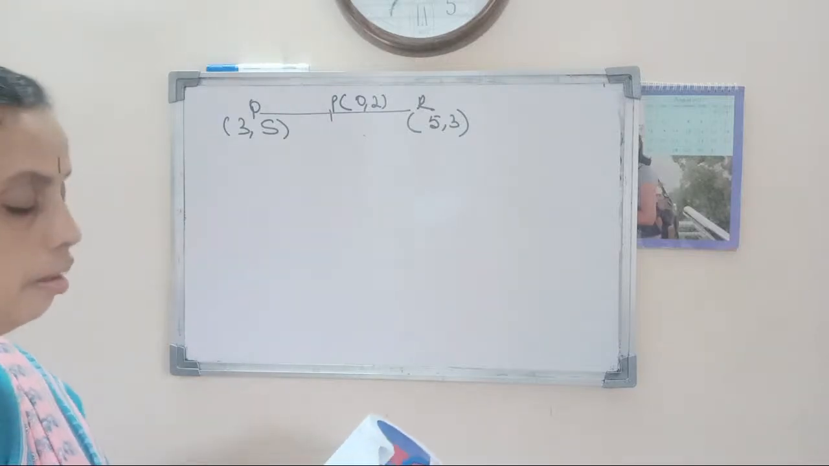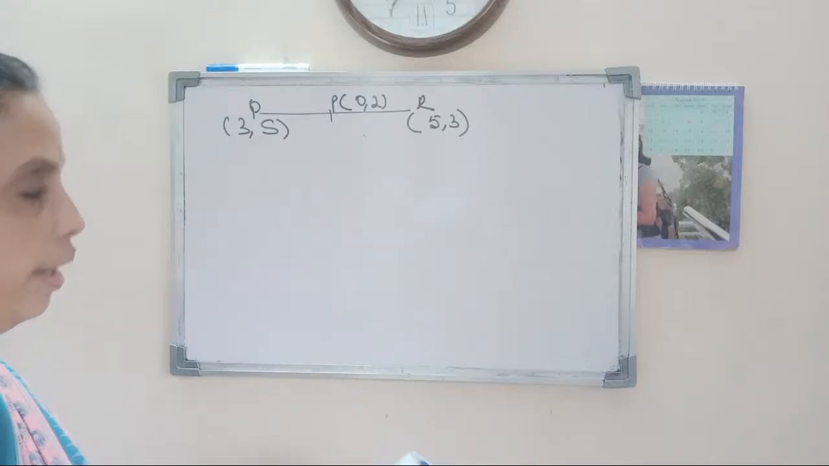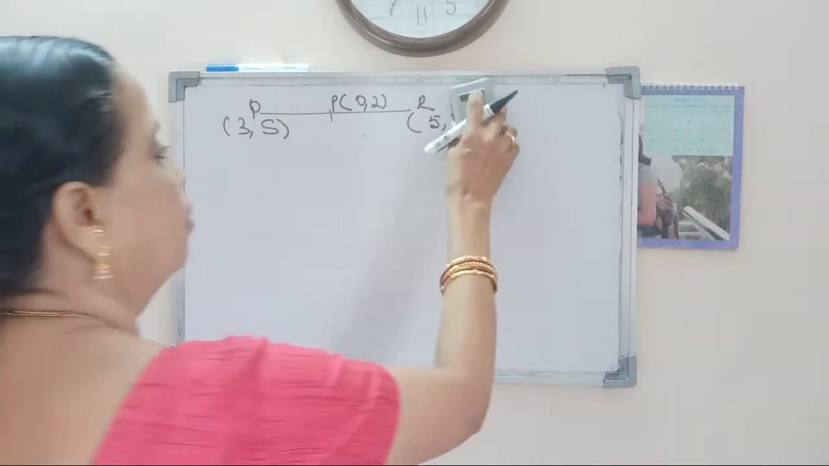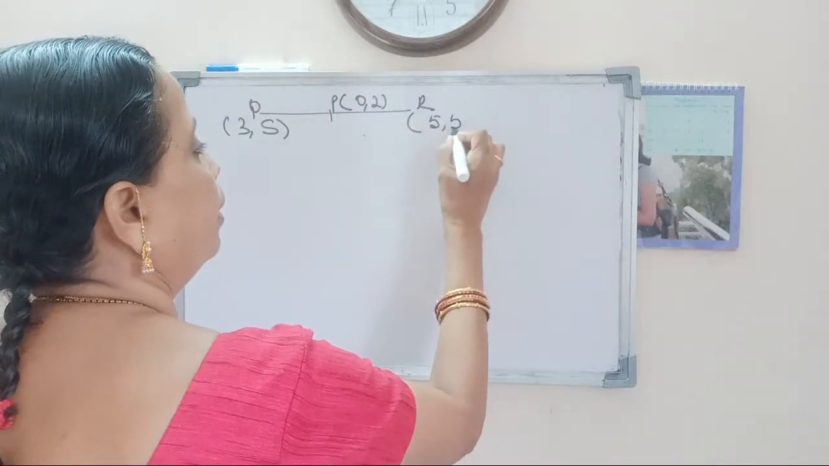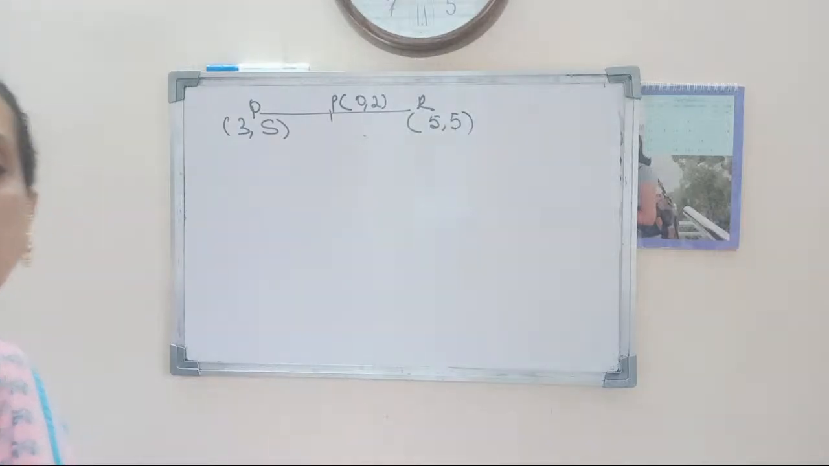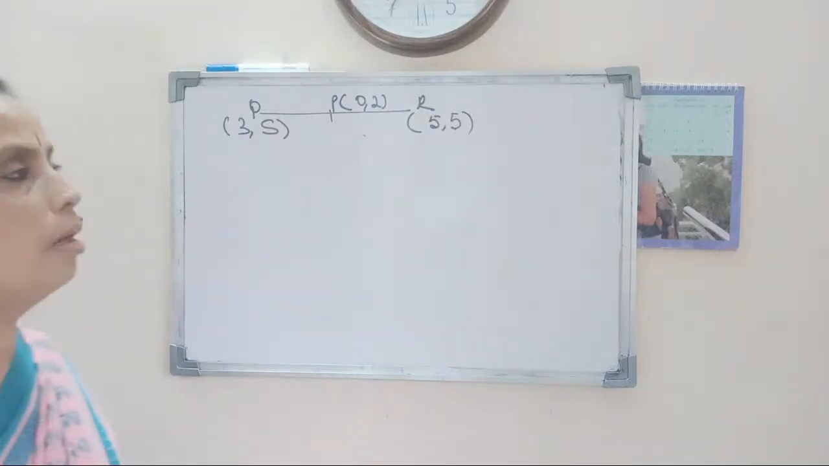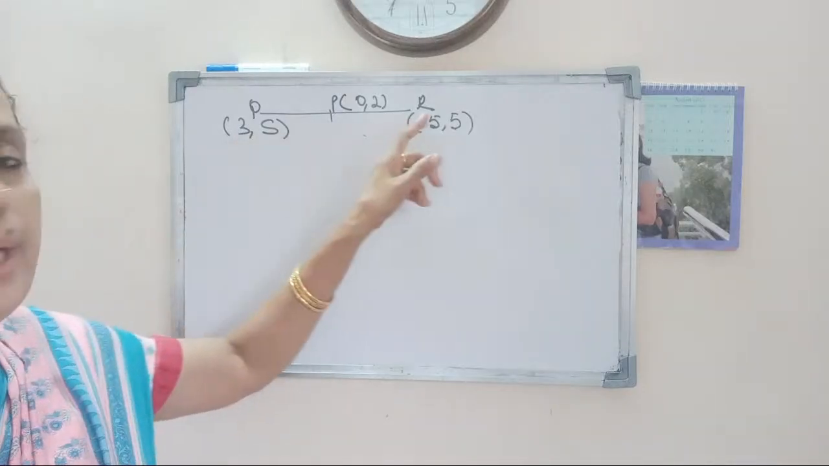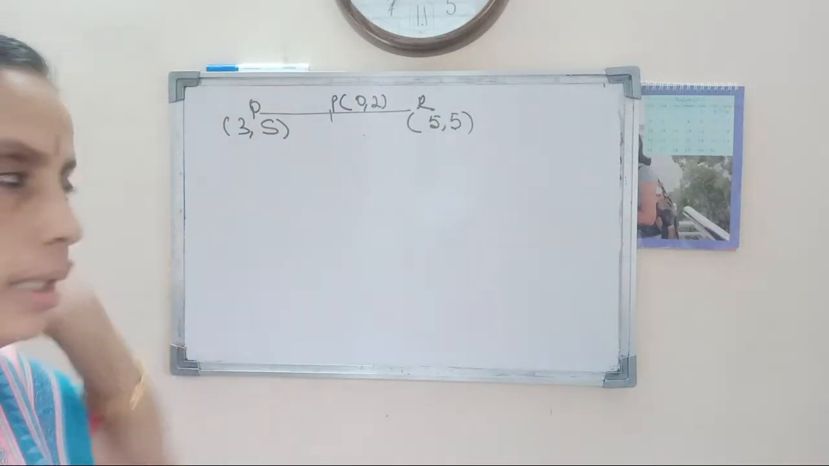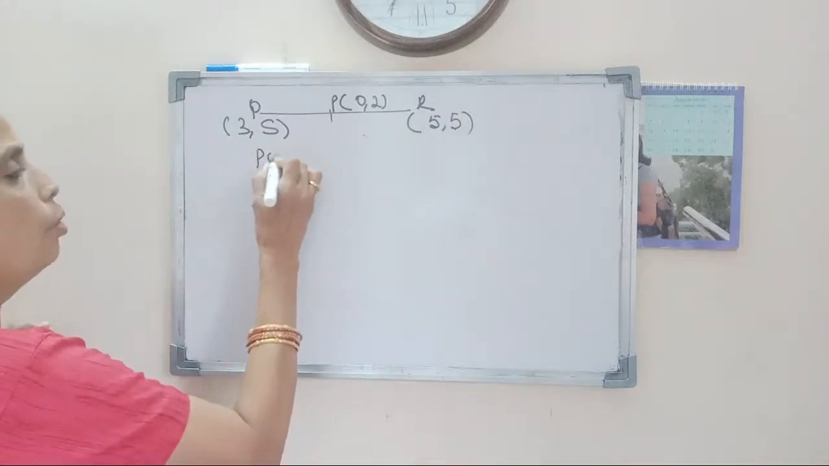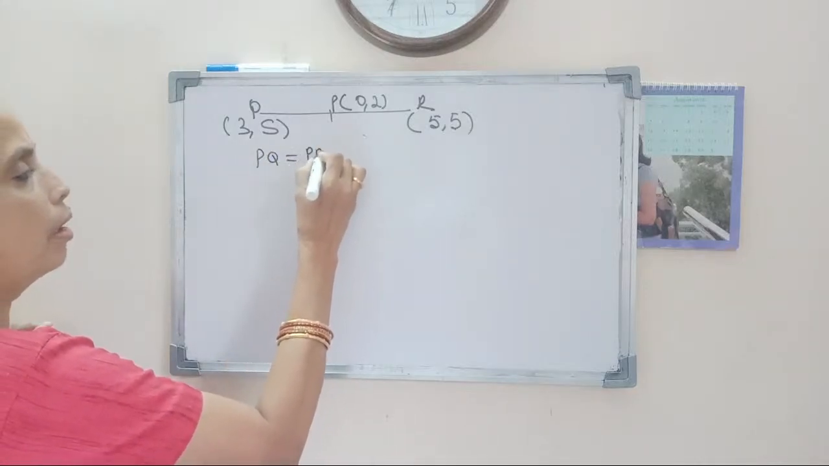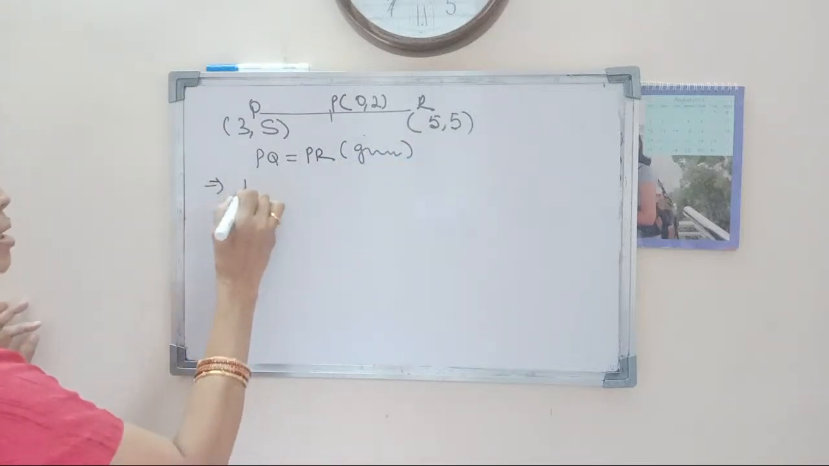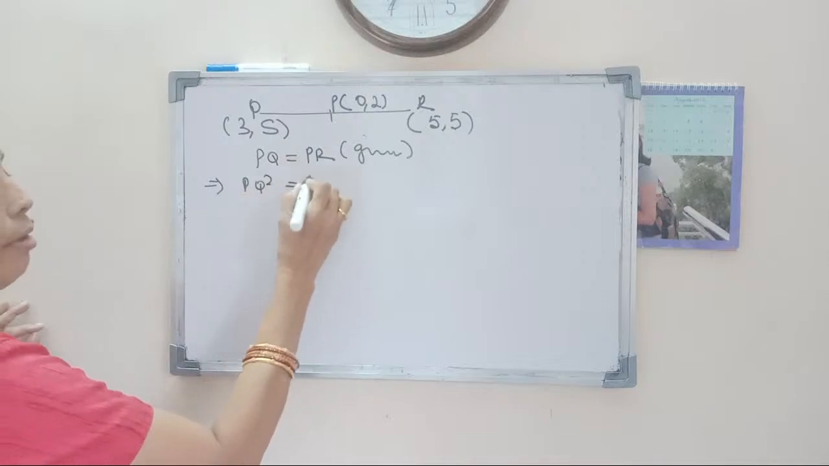Yes, it is 3 comma 5 and 5 comma 5. It's not 3, it is 5 comma 5. Condition: point P (0, 2) is equidistant from points Q and R. So now we have the condition PQ equals PR as the given condition, which implies PQ square equals PR square.